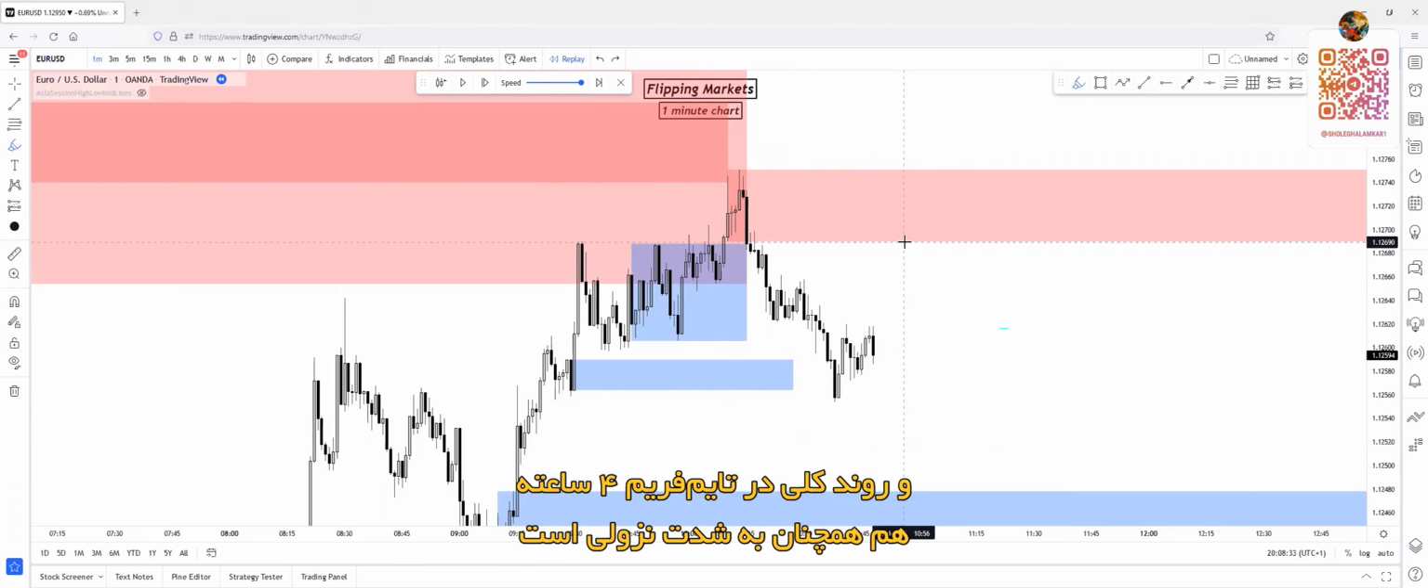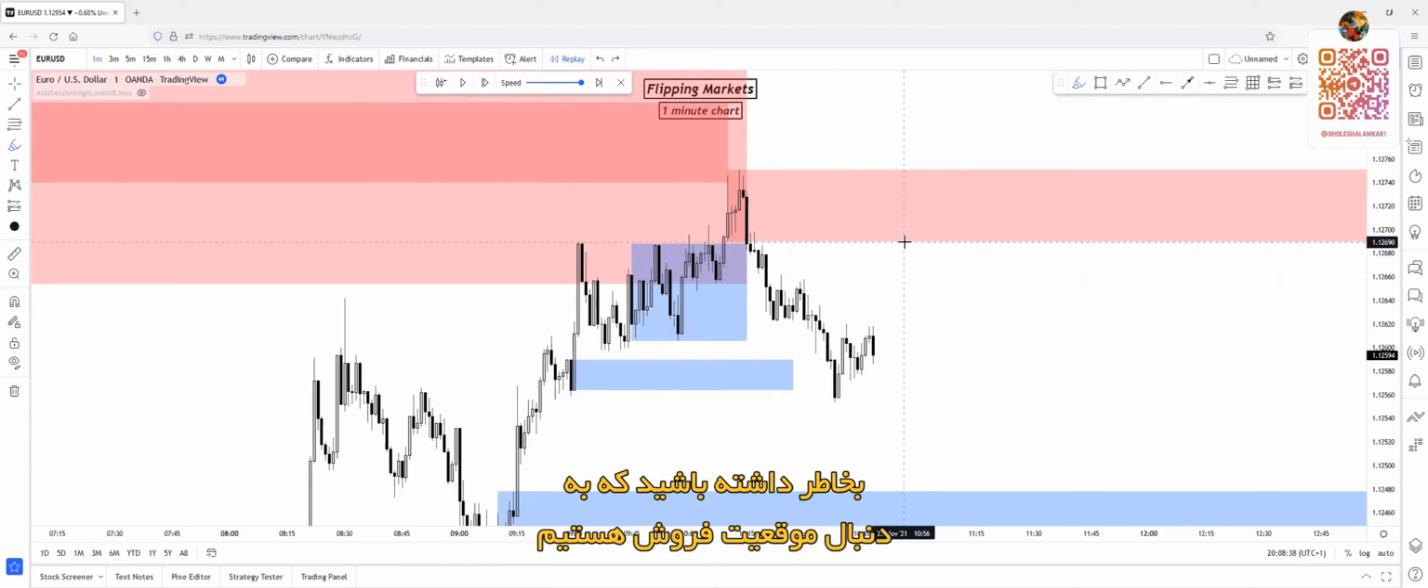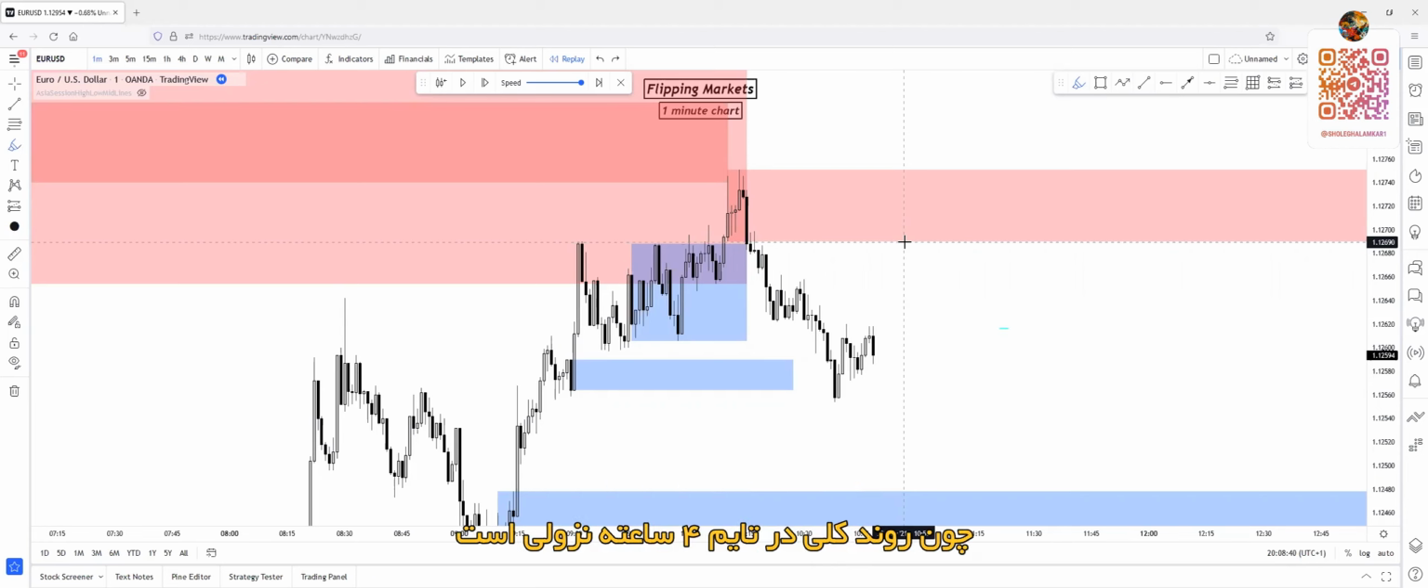And the overall higher time frame trend, so the 4-hour trend, is still extremely bearish. Remember, we are aiming for short opportunities because the overall structure, the overall trend on the 4-hour chart, is extremely bearish. Okay, so let's just play price forward.